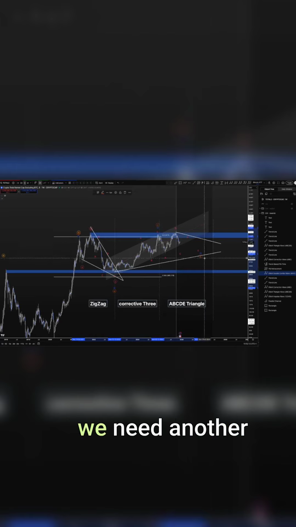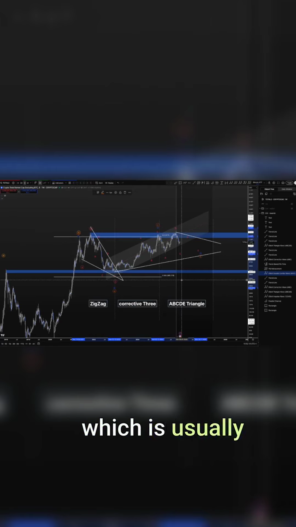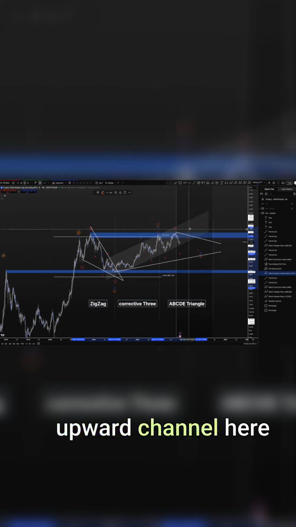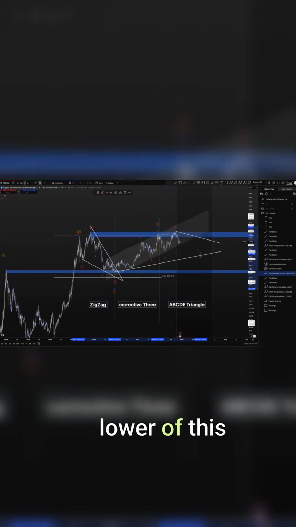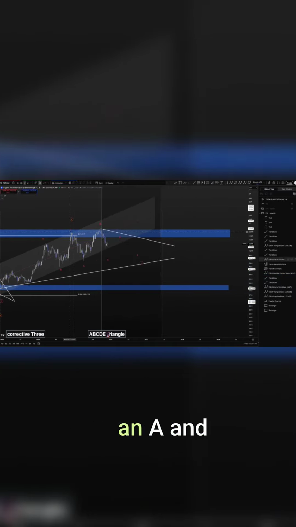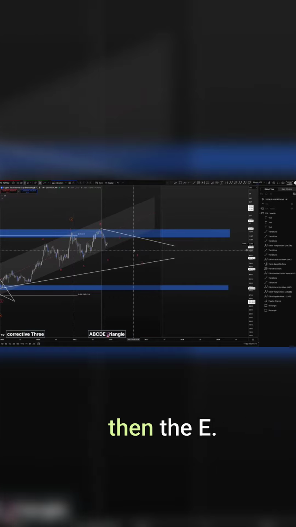And then after the X, we need another complex corrective structure, which is usually in the form of an ABCDE triangle for our Y. And you can see that this upward channel here is now basically on the lower end here. Price is on the lower end of this channel. We might already have seen an A and a B, and now we are basically waiting for our C, then the D, and then the E.